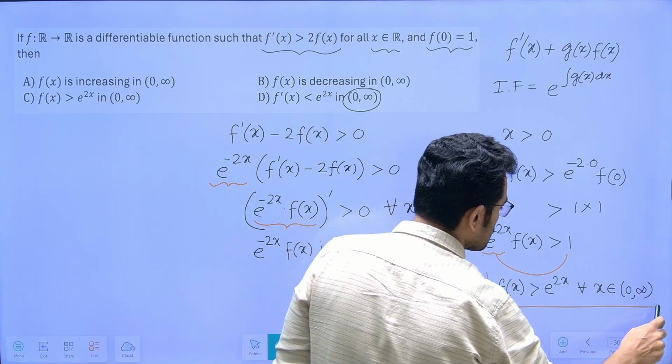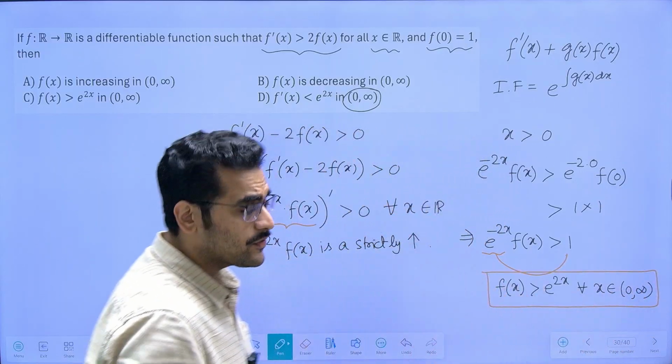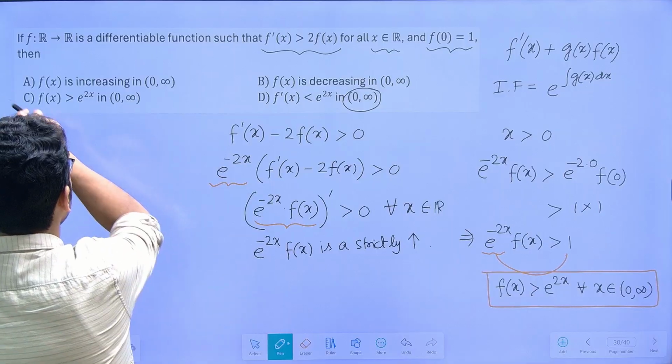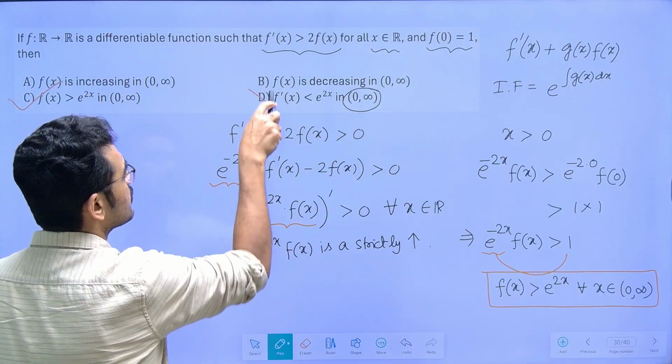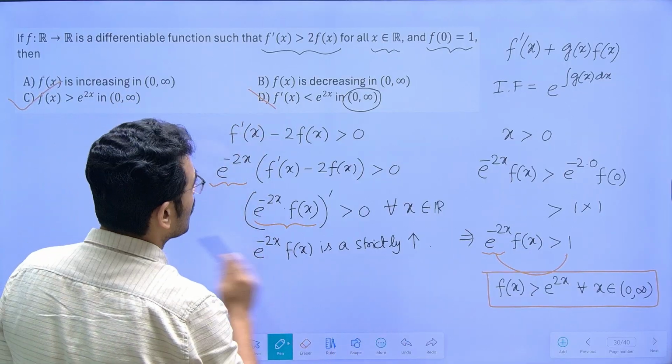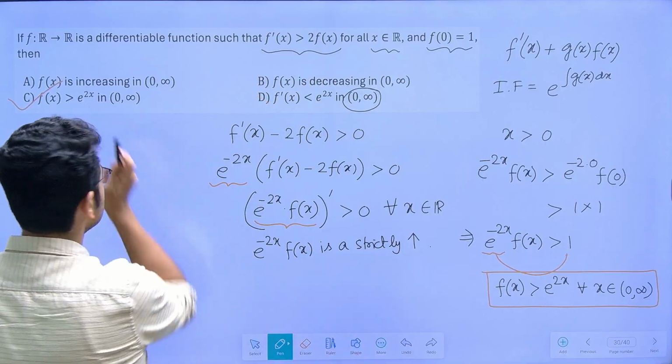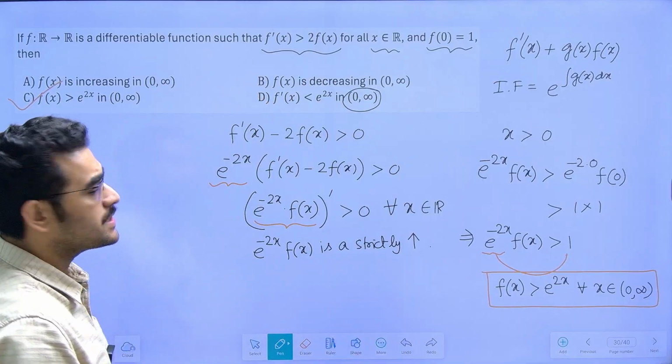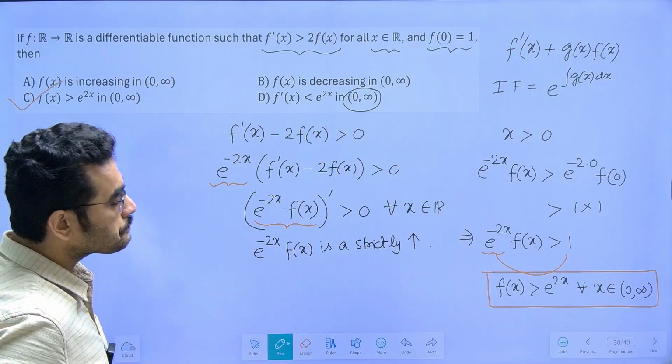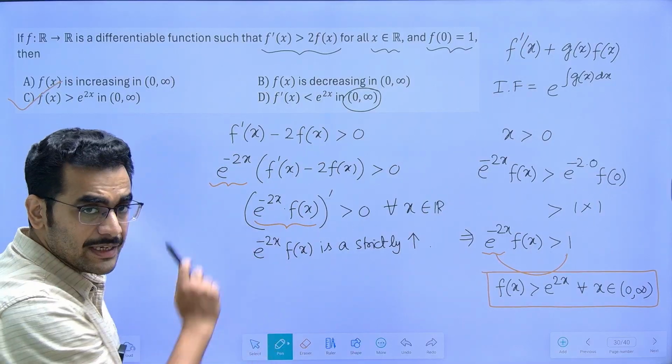This statement is true. f(x) is greater than e to the power 2x for all x belongs to 0 to infinity. So we have got option C, that is correct. Option C is correct. That one we can definitely say.